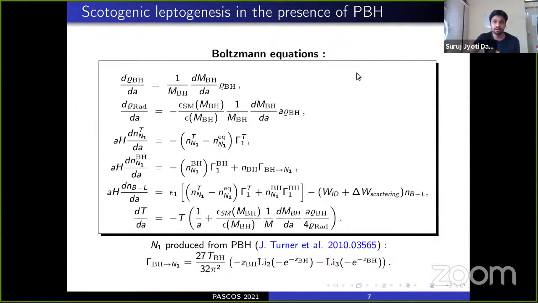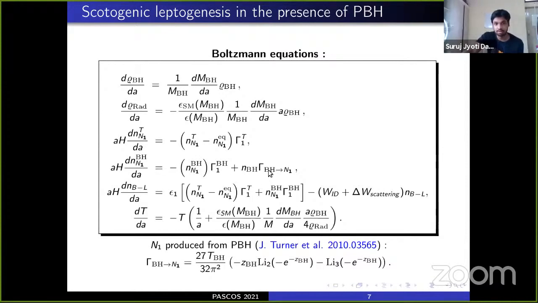Now, in order to study the effect of primordial black holes on leptogenesis, we have solved a set of coupled Boltzmann equations for the comoving number density of black holes, for radiation, and also for the comoving number density of N1 and B minus L. We also solve for the temperature separately, since entropy is not conserved here because of PBH evaporation. Here N1 basically has two parts: one is the usual thermal part, and the other is the part which is produced from the black hole.